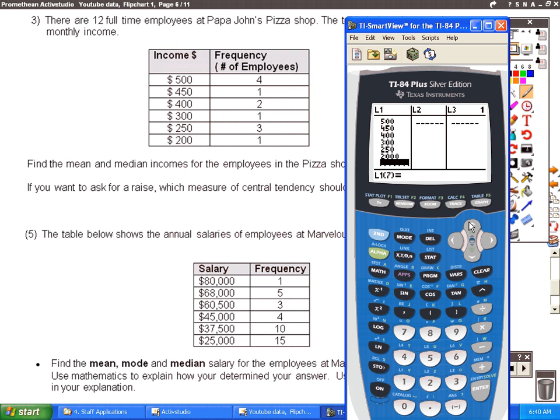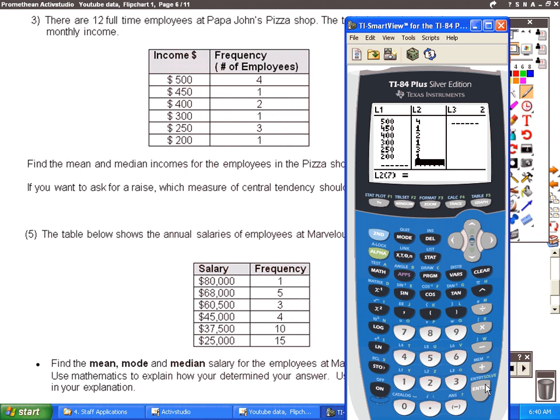Okay, let's go back up. That's 200. Okay, and then there were 4 people who earned $500. One person earned $450. 2 people earned $400. One person earned $300. 3 people earned $250. And one person earned $200.